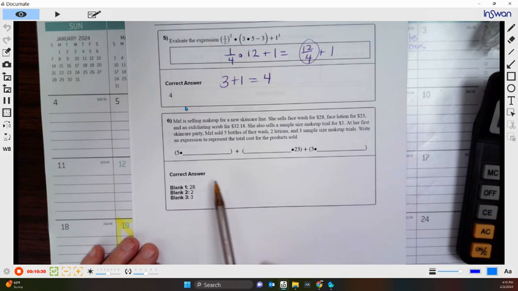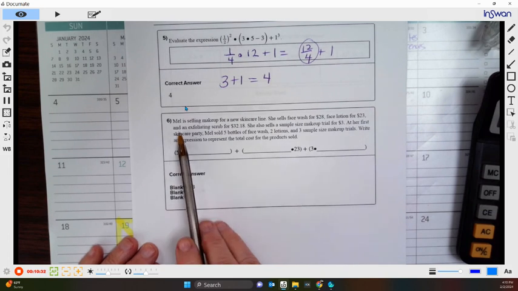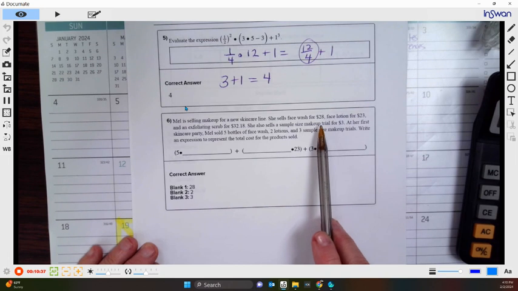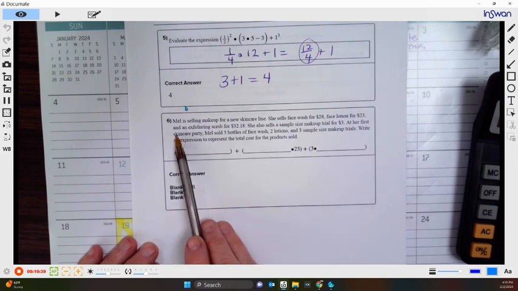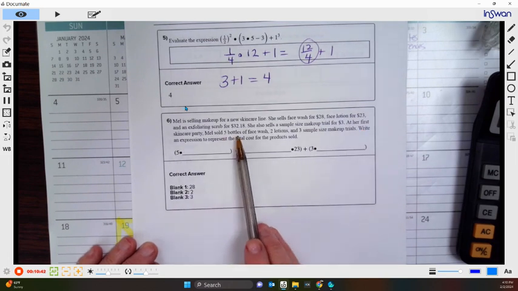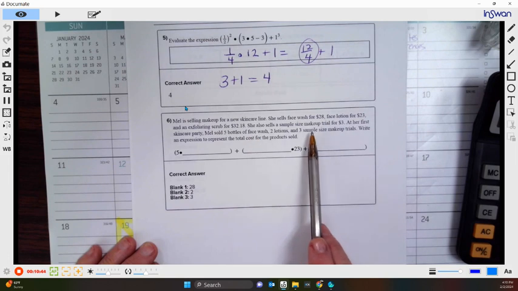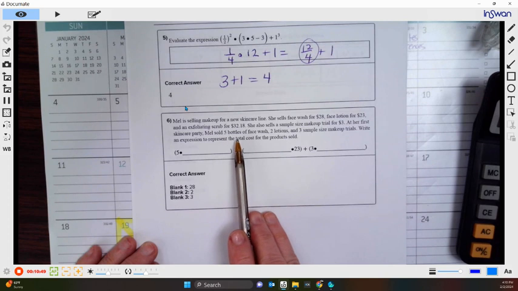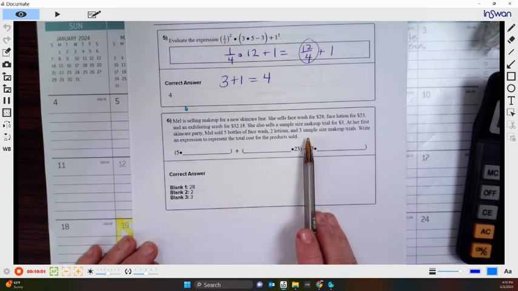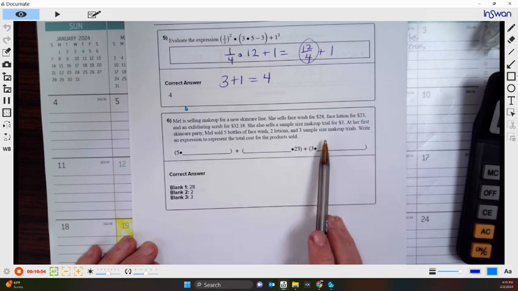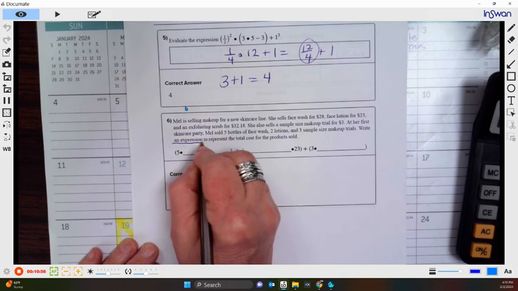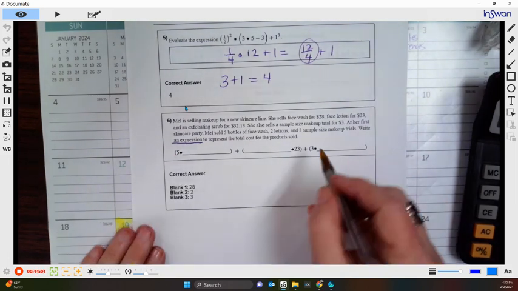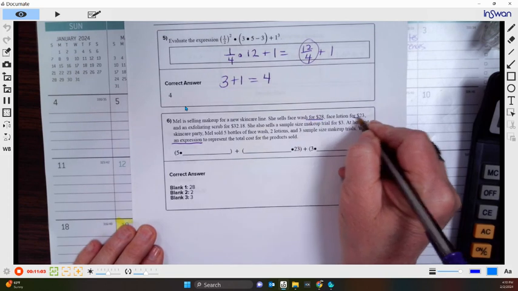This is a problem where you're creating an expression. It says Mel's selling makeup for a new skincare line. She sells face wash for $28, face lotion for $23, and an exfoliating scrub for $32.18. She also sells a sample size of makeup trial for $3. At her first skincare party, she sold 5 bottles of face wash, 2 lotions, and 3 sample size makeup trials. Write an expression to represent the total cost of the product sold. Okay, so this is pretty easy because we have each thing's price.